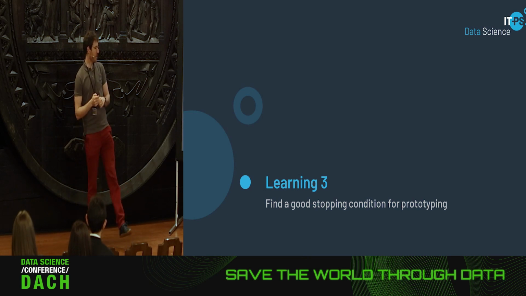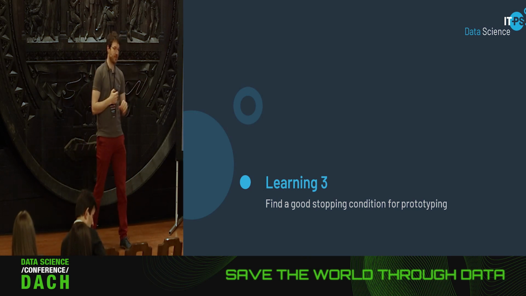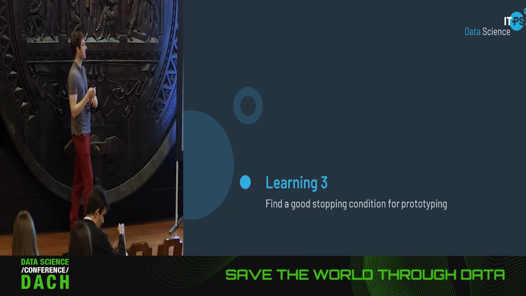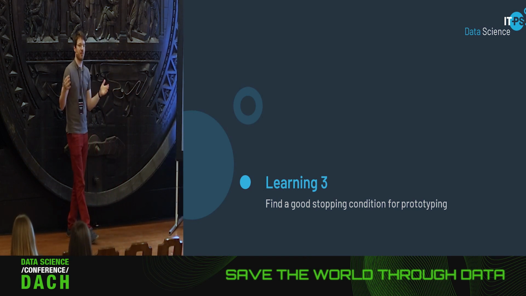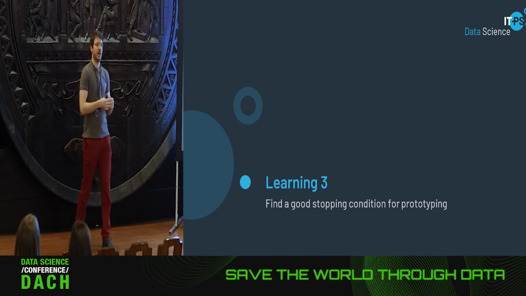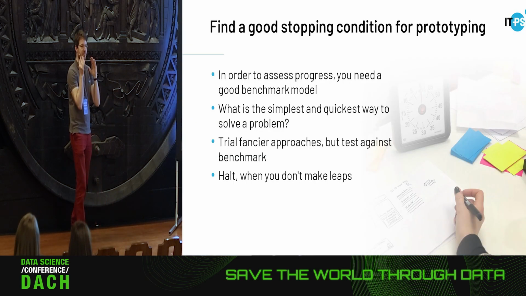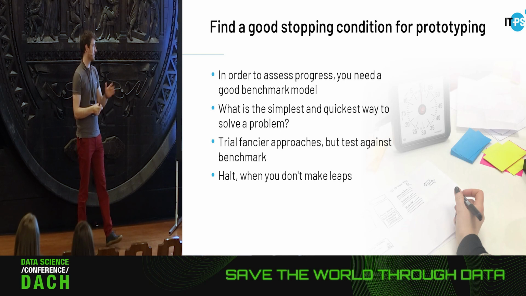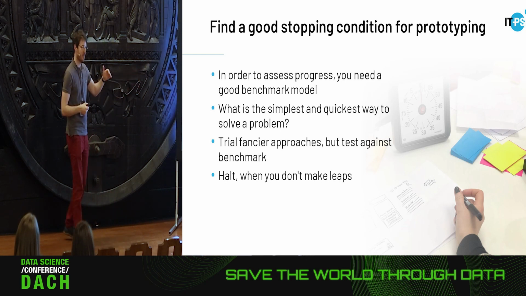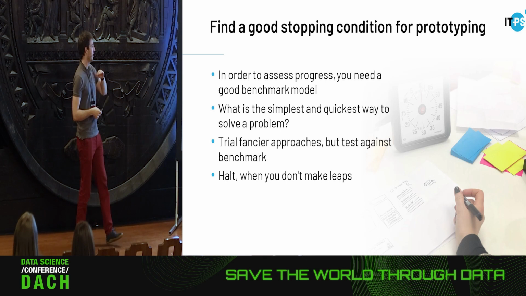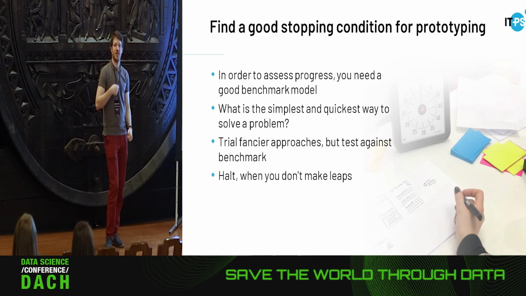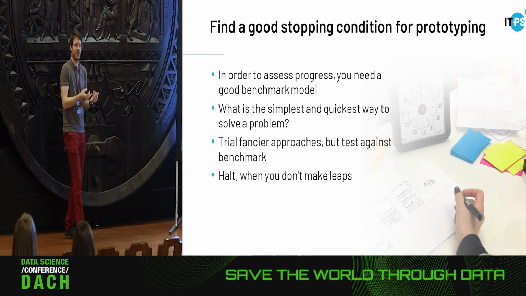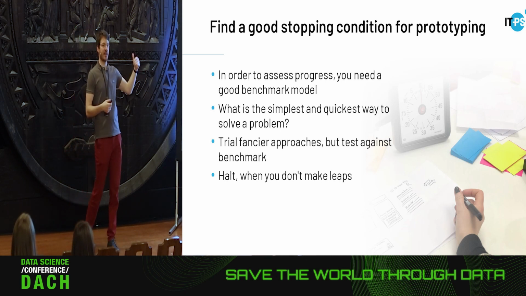Next learning. You need to find a good stopping condition for prototyping. We've already heard today that you should build some kind of pipeline whenever you do something, and to have a benchmark model at the very first, the very simplest implementation that would solve your problem. That's your benchmark. It's very easy to do. You don't need much computing power, just quick and dirty. This is the most basic thing. It solves the problem. This is my benchmark. And from there, you trial fancier approaches, just different things, but you always test it against the benchmark.